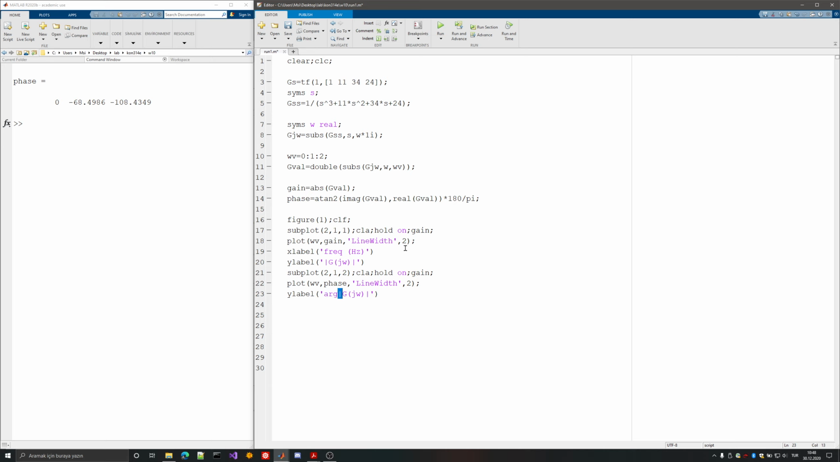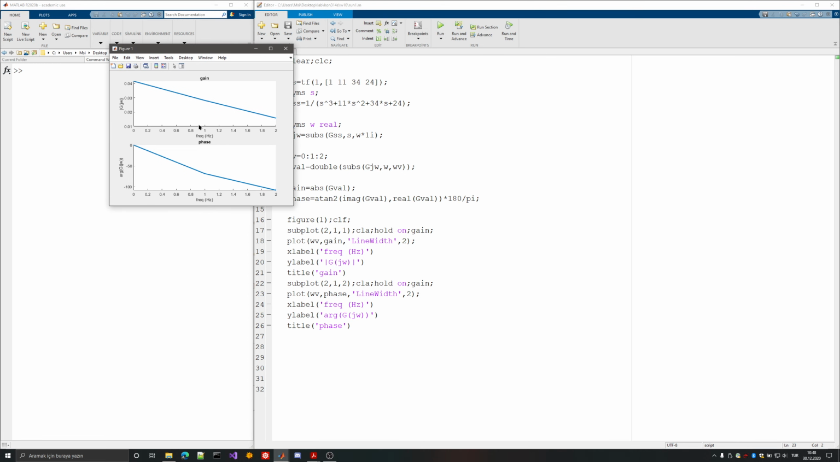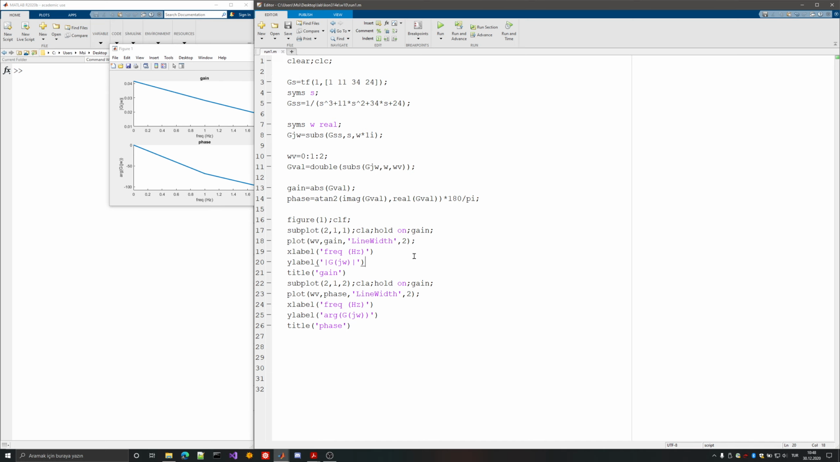I might go ahead and say that this is the argument of G(jω). This will also have the frequency. This is the phase. And this is the gain. Now we can see that we have a Bode plot basically, but the frequency values are not enough here.